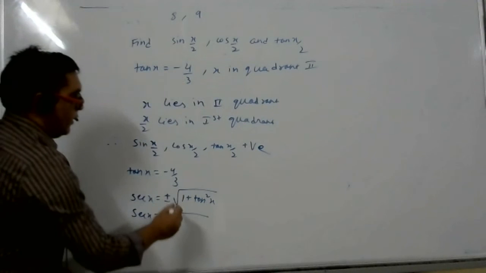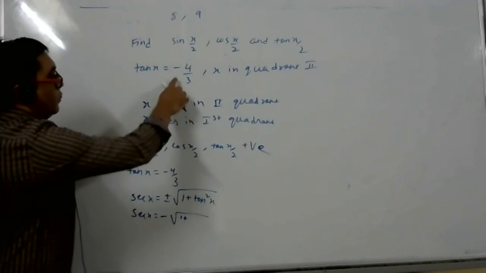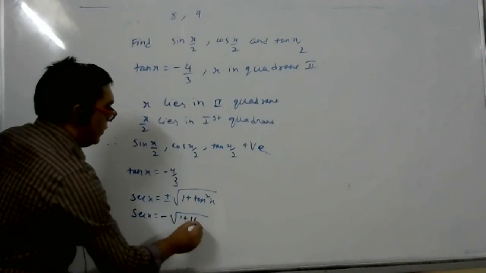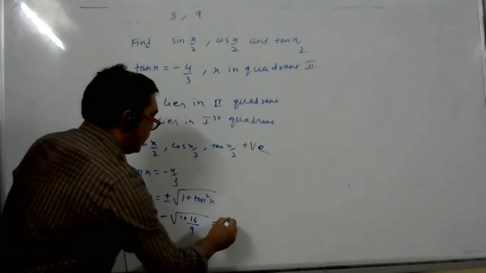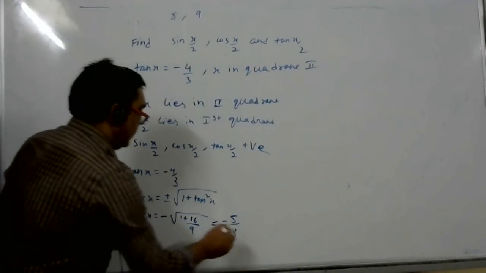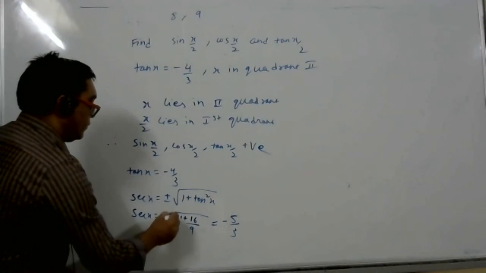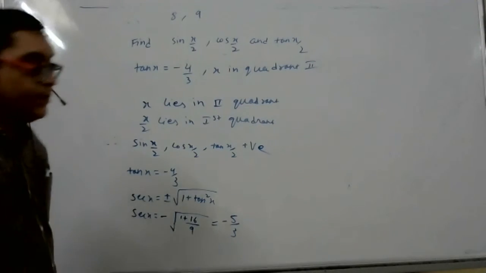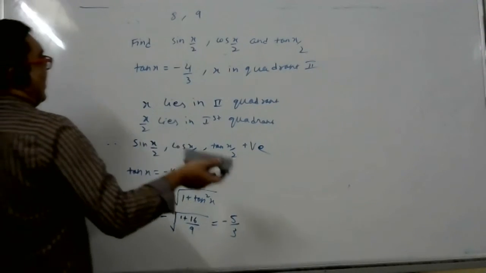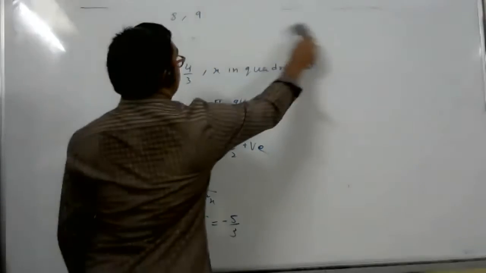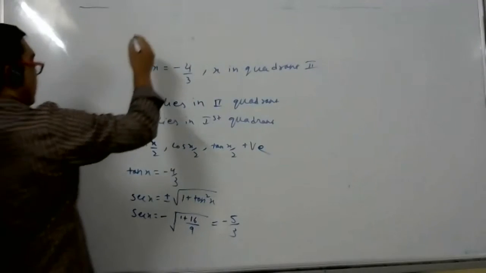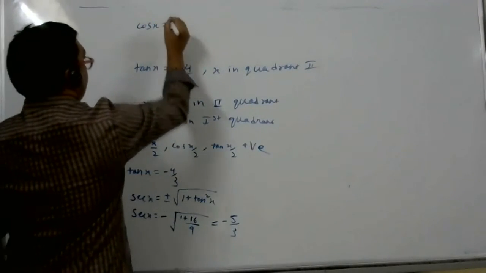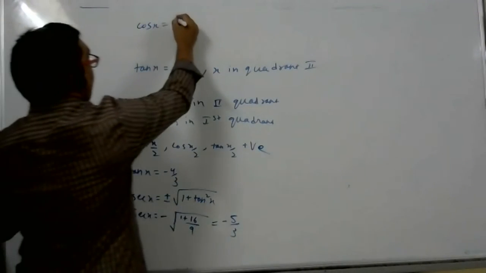Substitute the tan x value, how much will you get? 1 plus 16 by 9. You'll get minus 5 by 3. Is it correct? Yes, sir. Now secant x is minus 5 by 3. Secant x is not useful, student. What is useful is cos. So cos x, how much? We can use sec to find cos x. Minus 3 by 5.